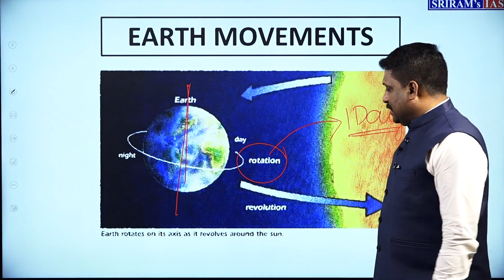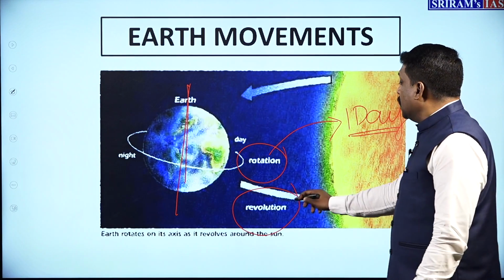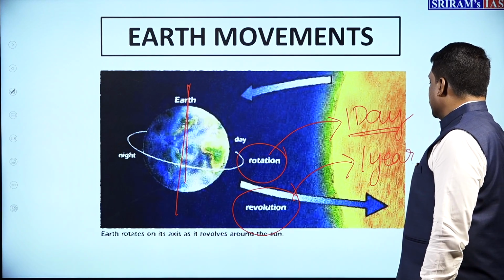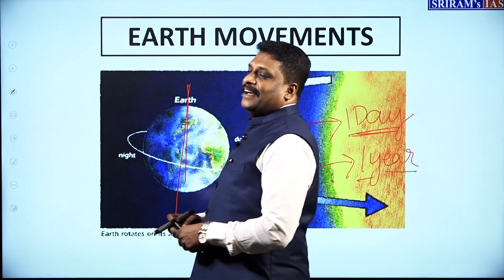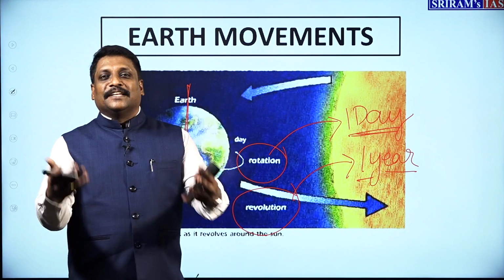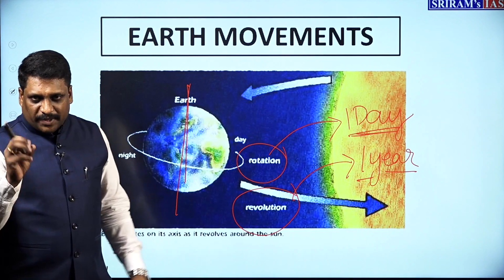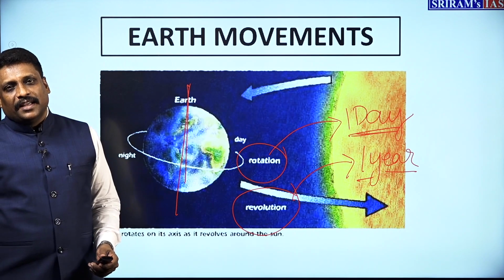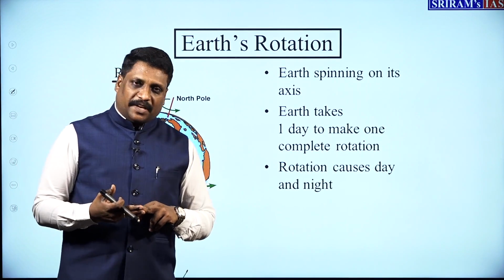Then comes another question. What is one complete revolution very popularly called? Very good, it is 1 year. So one complete rotation I call 1 day, and one complete revolution I call 1 year. So we have an idea of what rotation is and what revolution is.